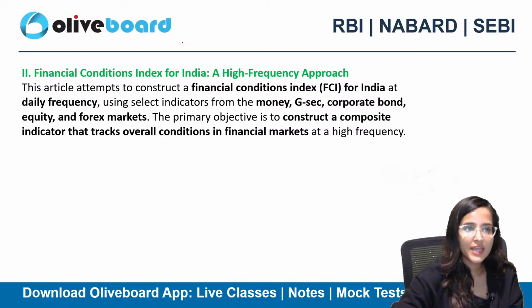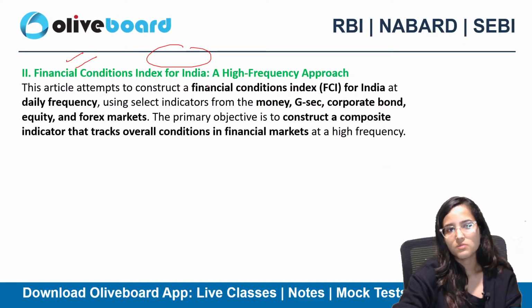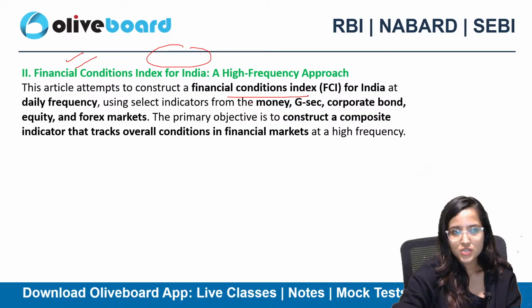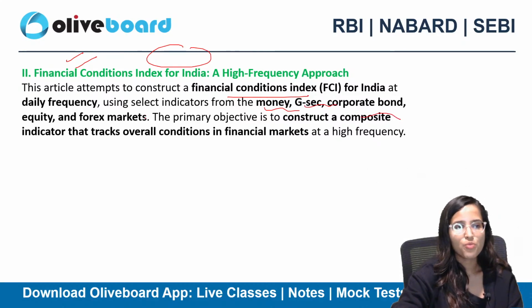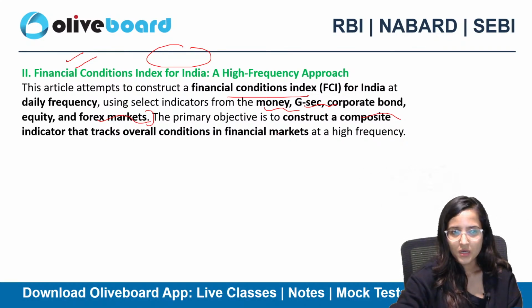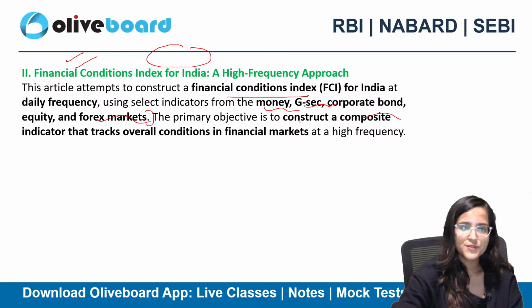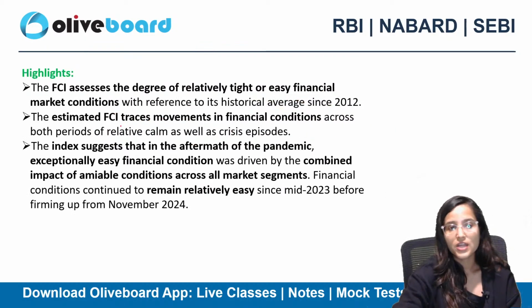Then this second article was related to the financial conditions index for India. Okay, so indicators have been used like money, government securities, corporate bond, equity, foreign market. These indicators have been used to find the financial conditions index of India. And the objective is basically to construct a composite indicator that tracks the conditions of the financial markets.